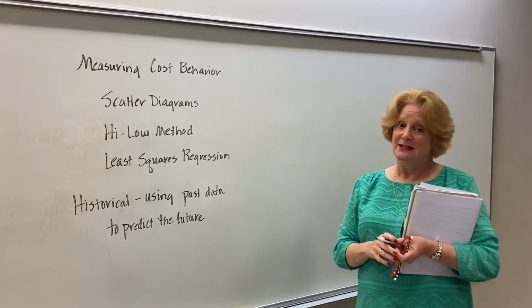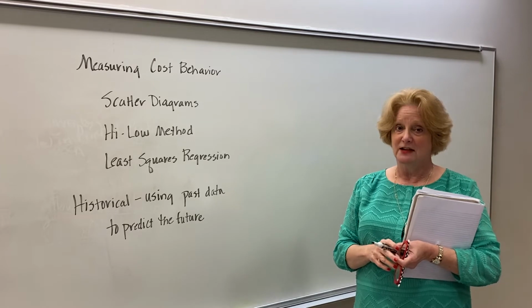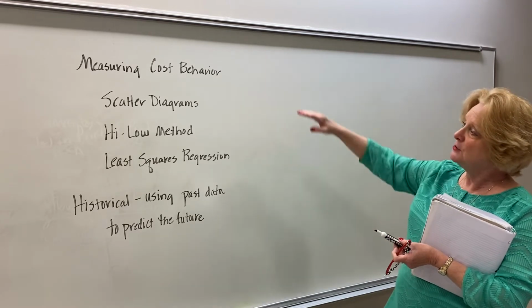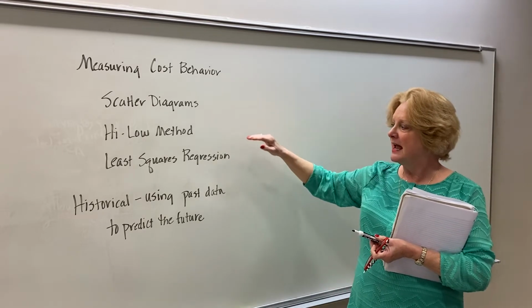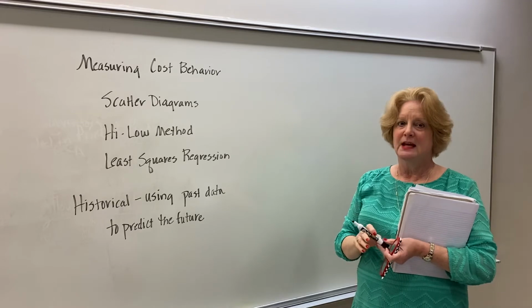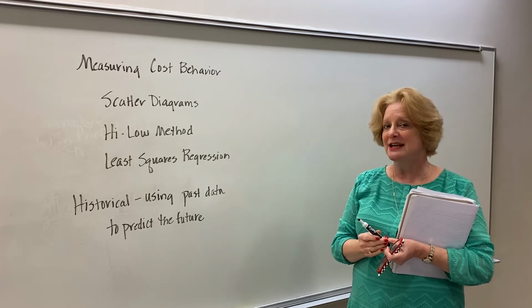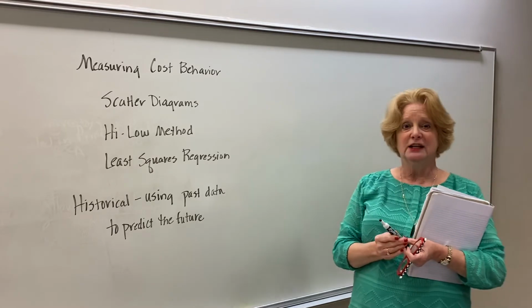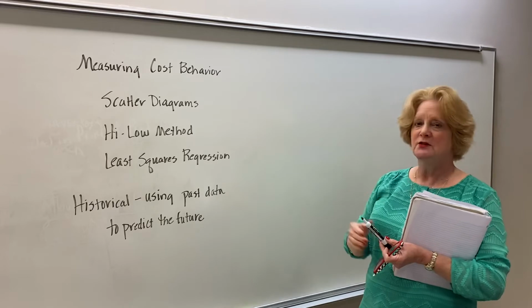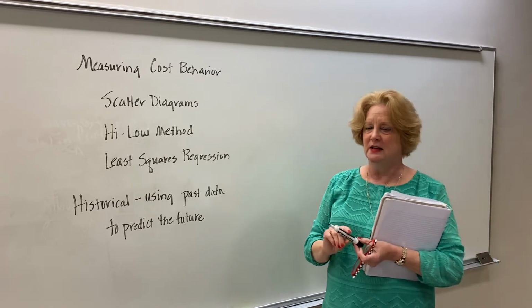We have three ways of deciding whether our costs are variable or fixed. Those three methods of measuring cost behavior are scatter diagrams, the high-low method, and least squares regression. In these instances, we are using formulas or past historical data to predict the future. For some of our costs, such as the curvilinear and stepwise, we may need to use these methods to determine how much is variable and how much is fixed.